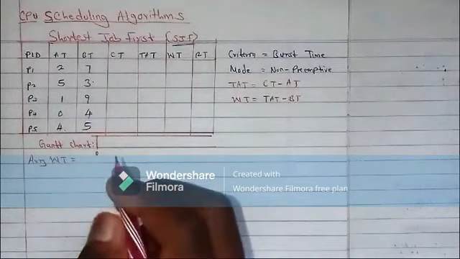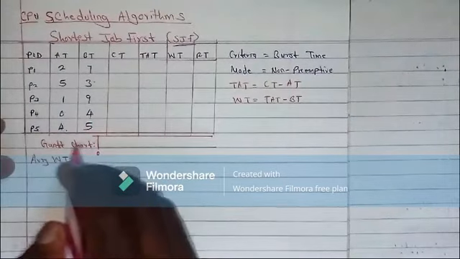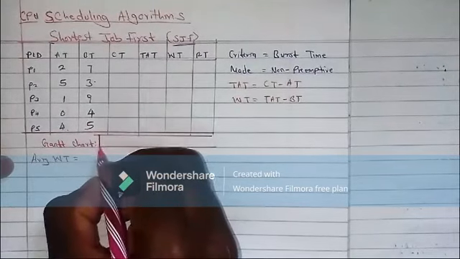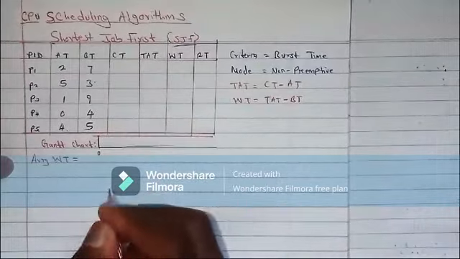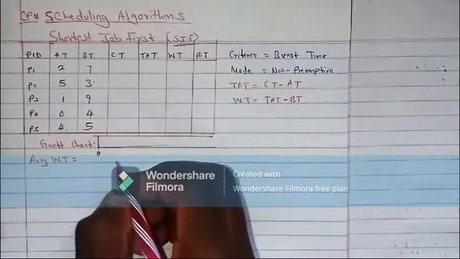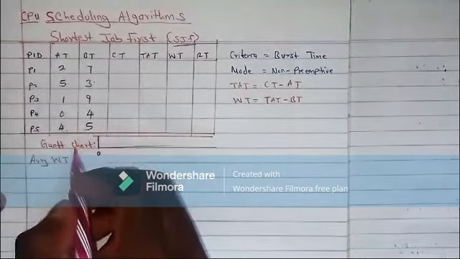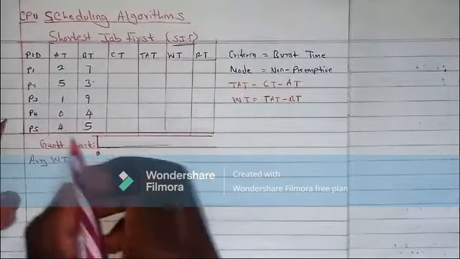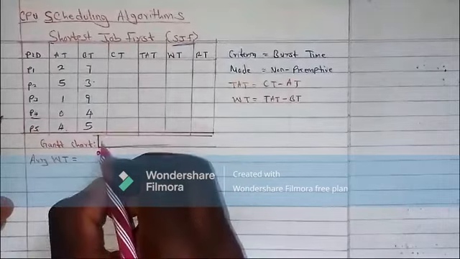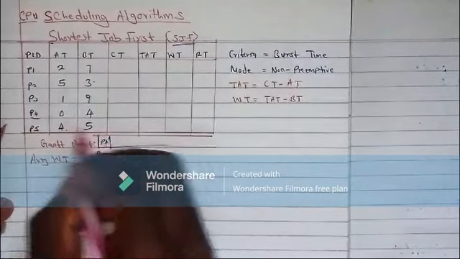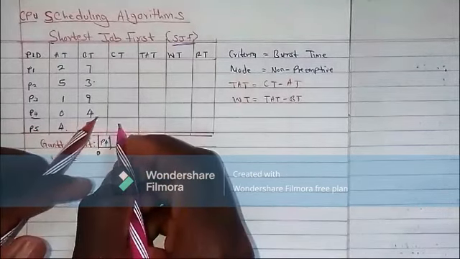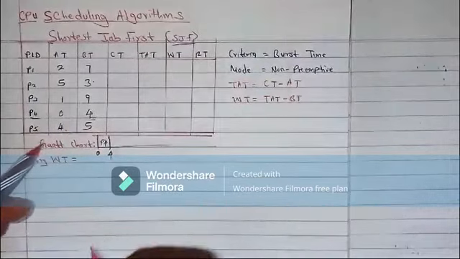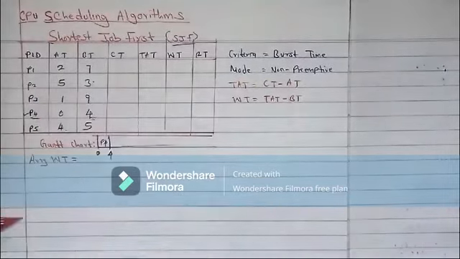Now when we find a question like this, we first draw the Gantt chart. Here is the Gantt chart we have already drawn. You start when time is at 0. We check the arrival time. When the time is at 0, which process is already in the CPU? Consider it's P4. It has a burst time of 4.